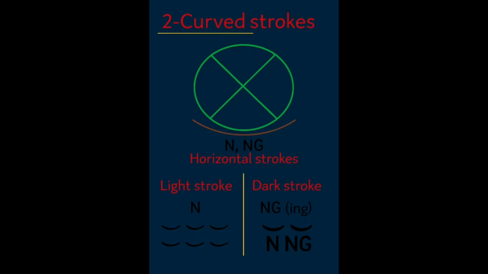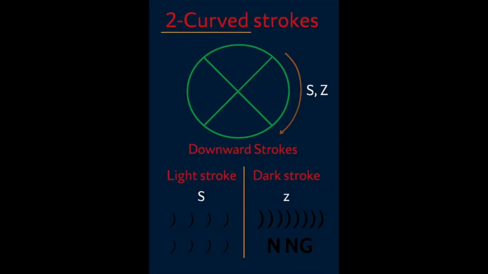Stroke N and NG: N is a light stroke, NG is a dark stroke. Sound N and NG as in ink. Keep the curve small. Both endpoints must meet at the same level. Stroke S and Z: S is a light stroke on the right hand side, Z is a dark stroke. Both have the same shape, only thickness is different.